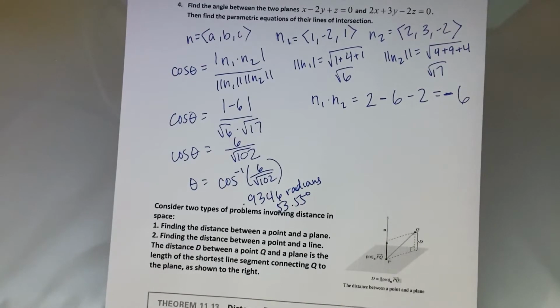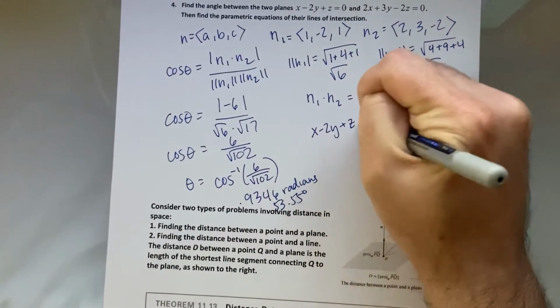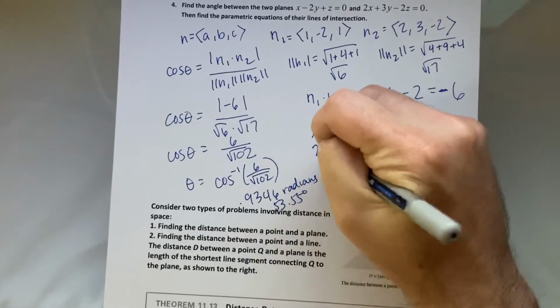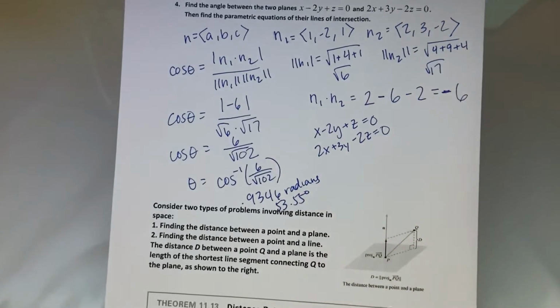It said, find the parametric equation of their lines of intersection. So how can we do this? We've got our two equations, and we've got to have something else in order to make this work. Well, normally when we have two equations, we'd like a third one because they're in three variables. But we know that this line is going to have a relationship with x, y, and z, so we only really need two of those.